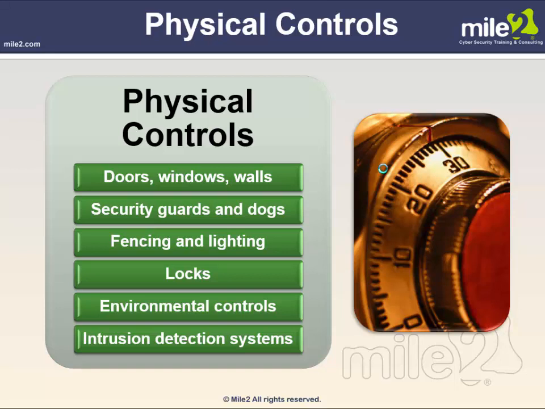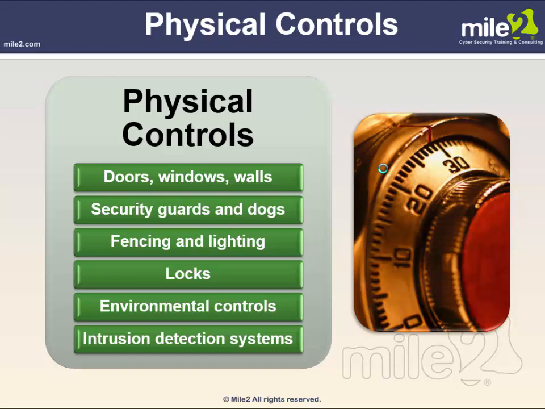Am I able to go through the door because the door was unlocked, or because it had a simple lock on it that we were able to bypass fairly easily? Security guards and dogs might also be part of that physical control. Fencing and lighting, as in how tall your fence is and what is your fence actually protecting, right? So we're putting barbed wire up there and so forth, right? And of course, lighting is also very important.